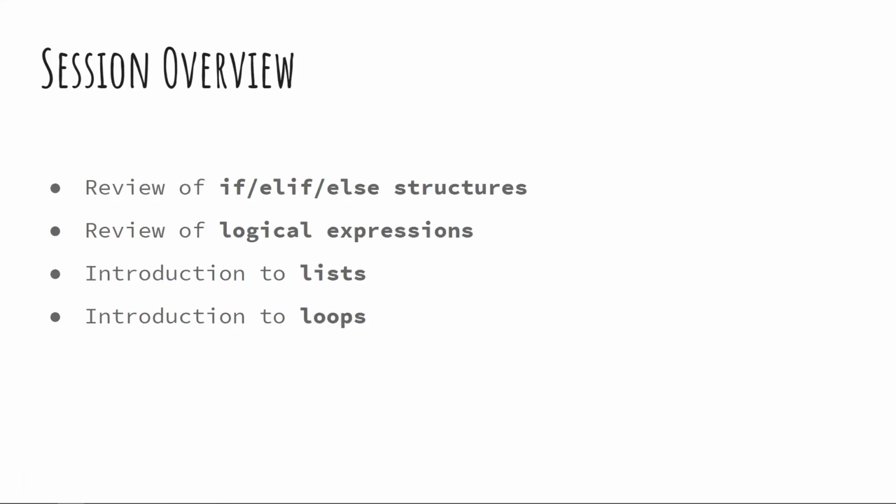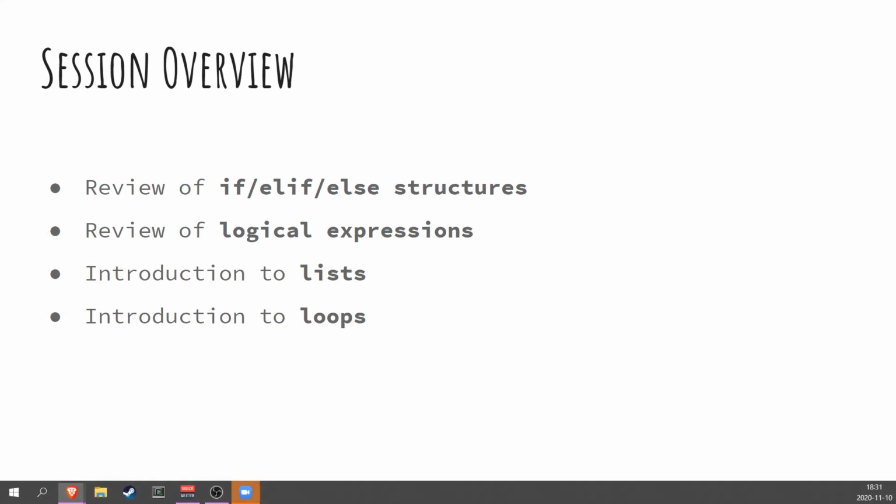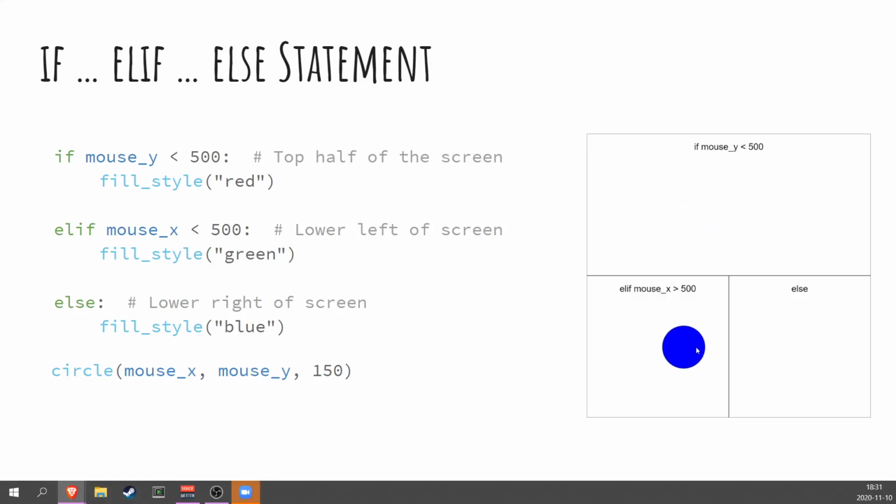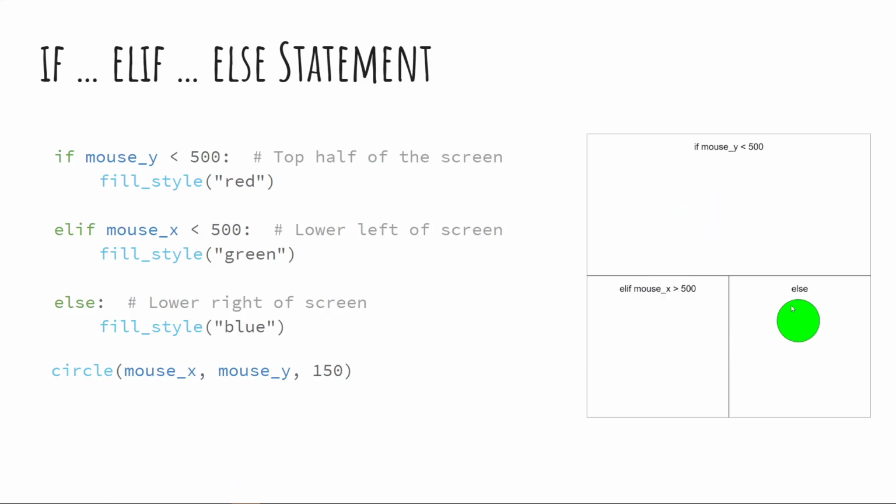So, as I mentioned, today is session 4, and here's a brief overview of what we will be going over today. We're going to start with a review of some stuff we talked about last week. We're going to start by talking about if, elif, else structures, which we talked about last week. We're going to do a review of logical expressions, and then we're going to get into this week's new content, and we're going to do some work with lists and with loops. So let's get going. We're going to start with our review on the if, elif, else statement.